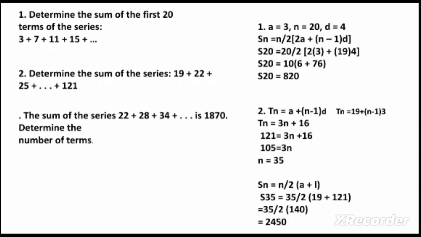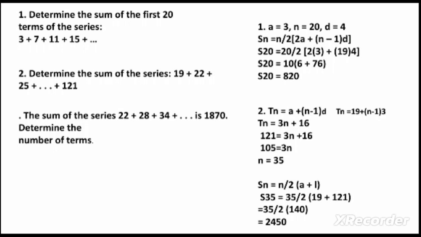So what we're going to do, we have the a, which is 3, we have the n, which is 20, we're given in the question. We have the difference. Let's find out the difference. 7 minus 3, that is 4. 11 minus 7, that is still 4. We have our constant difference is 4.